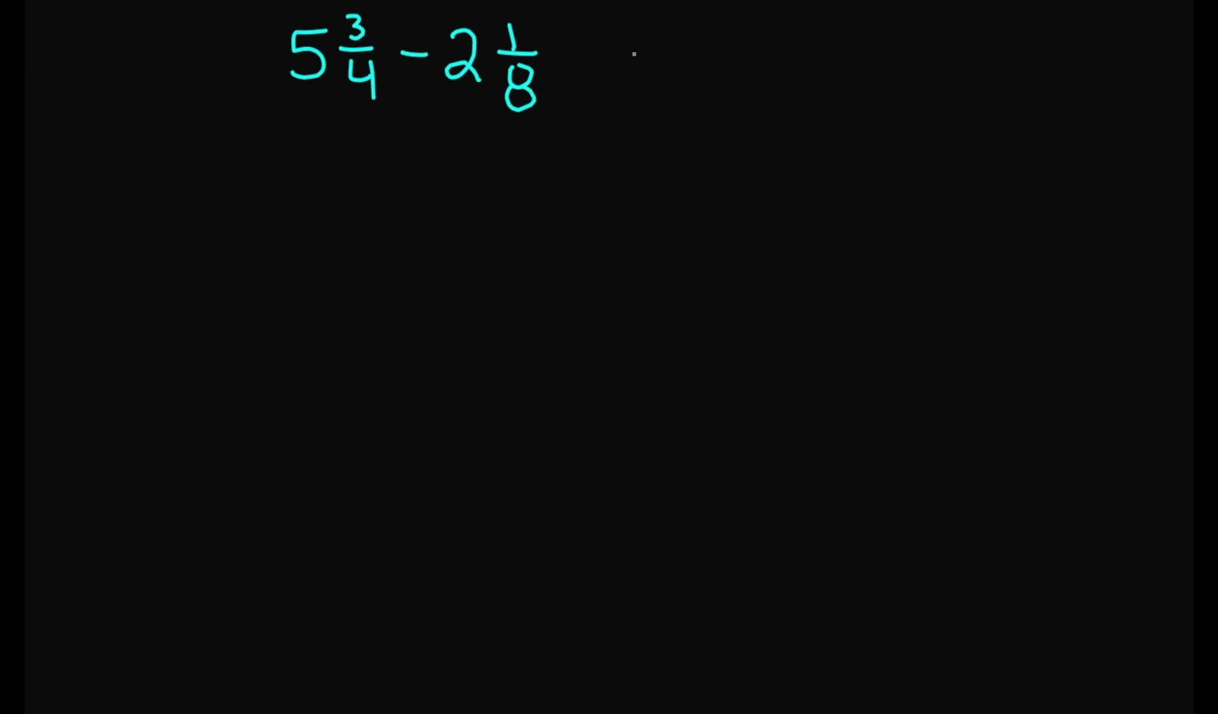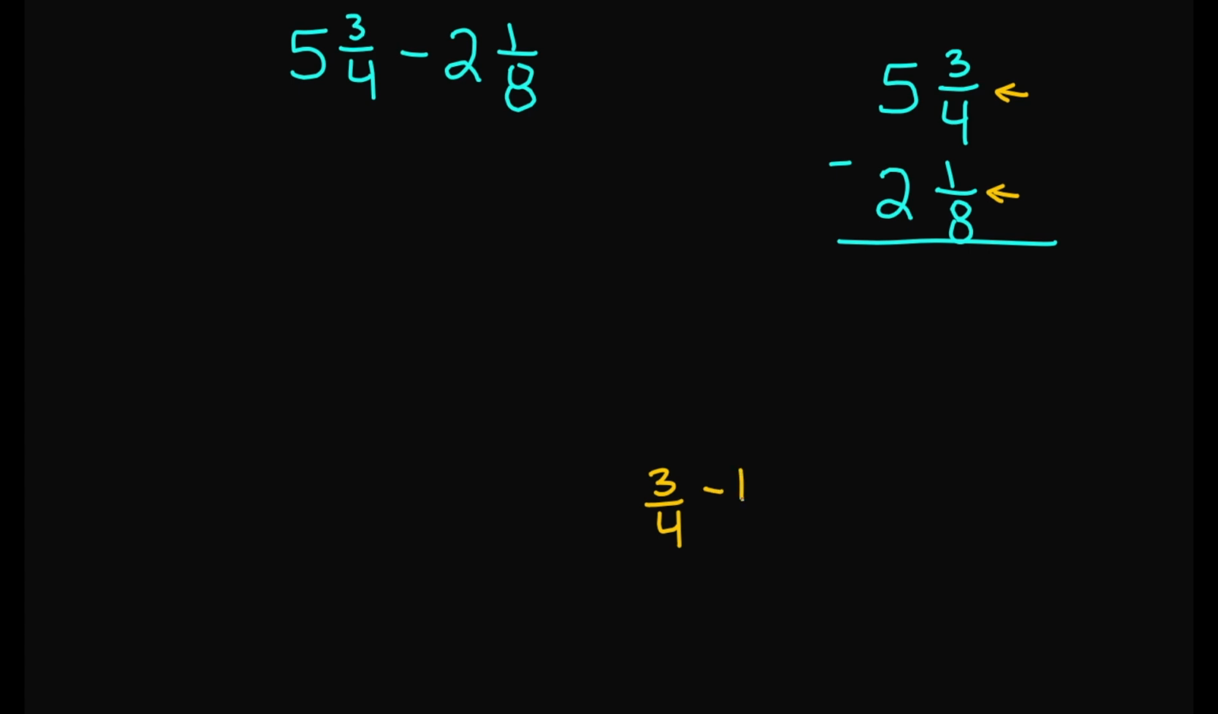5 3/4 minus 2 1/8. So let's go ahead and rewrite. So I have 3/4 minus 1/8. Notice here my denominators are not the same. Since my denominators are not the same, then we do need to find a common denominator.